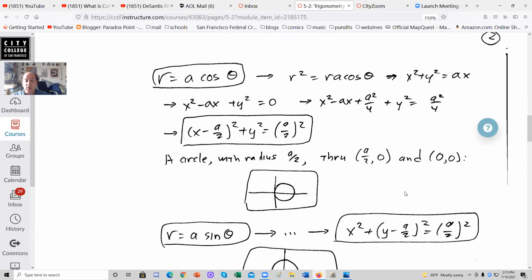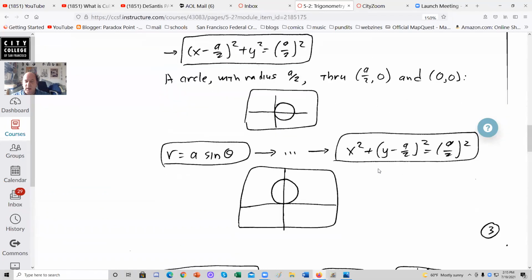r equals a cosine theta. Now this is a little more complicated. If you multiply both sides by r, you get r squared equals r a cos theta. r squared is x squared plus y squared. r cosine theta is x, so it's x squared plus y squared equals ax. That's the rectangular equation, which after a few steps, transpose the ax, add a squared over 4 to both sides, you get the equation x minus a over 2 all squared plus y squared equals a over 2 all squared.